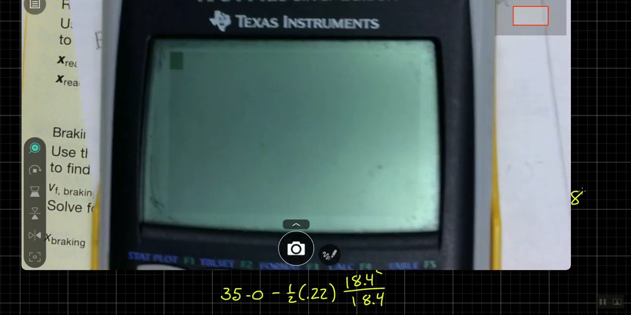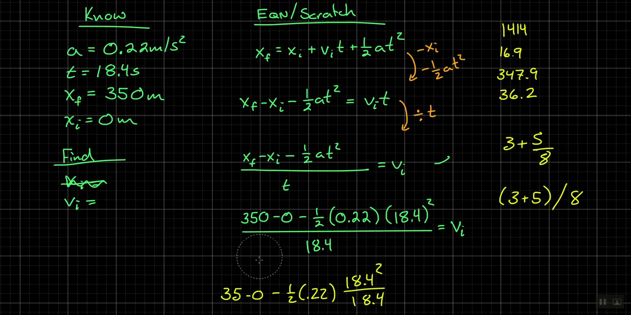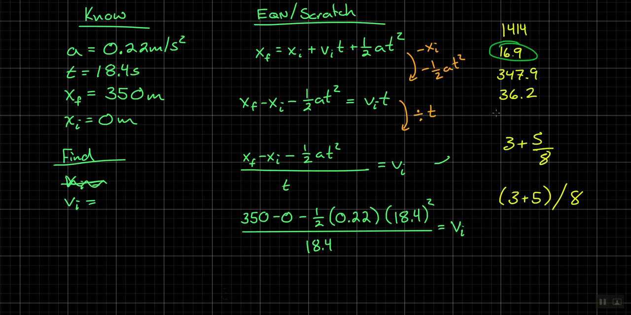Your level of comfort with your calculators is going to vary wildly between everybody, and that's okay. My advice, if you struggle with getting the right number, so anybody that got something other than this, is when you type this in, treat it in two pieces. First, type in the numerator: 350 minus 0.5 times 0.22 times 18.4 squared.